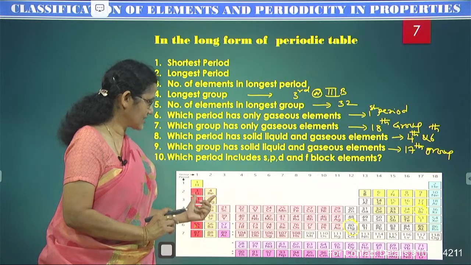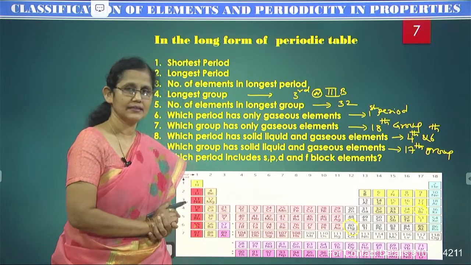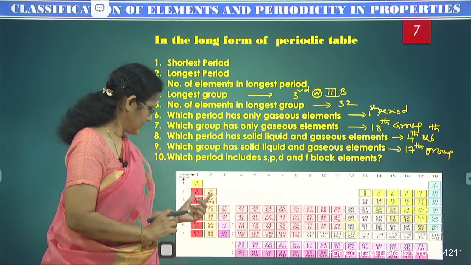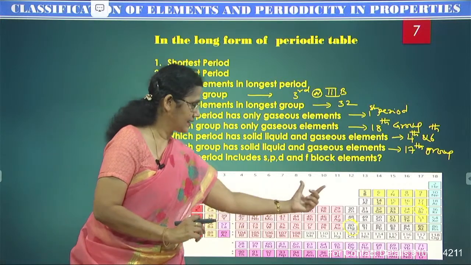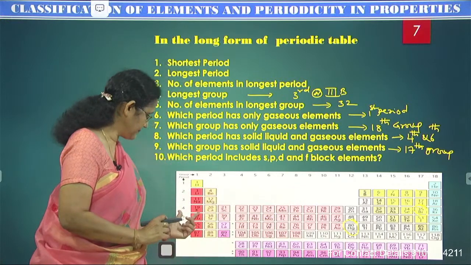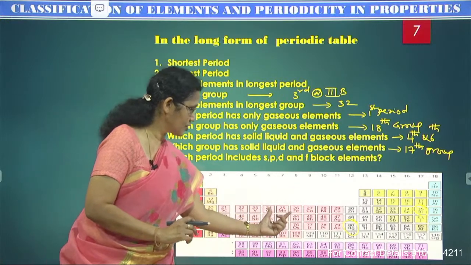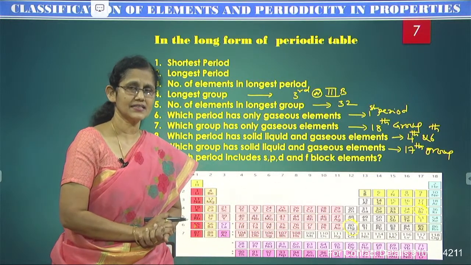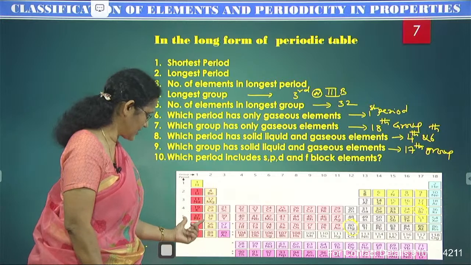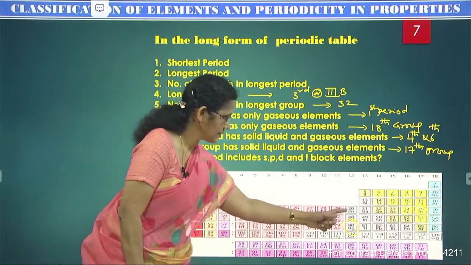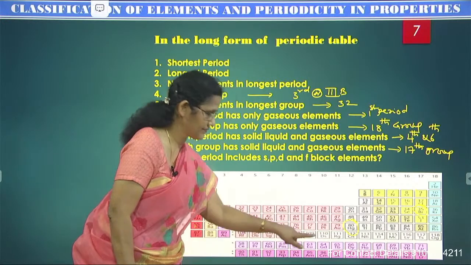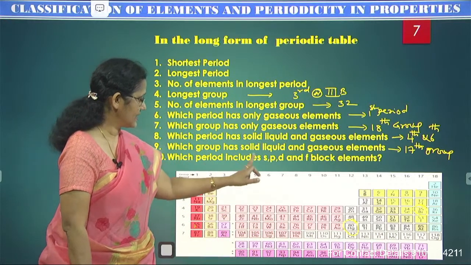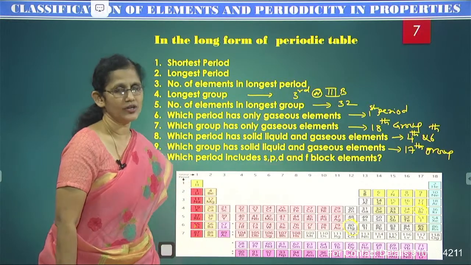Second period has S block elements and P block elements, third period has S block and P block elements, fourth period has S, D and P block, fifth period has S block elements, D block elements, and P block elements. When I take sixth period, it has S block, D block, P block elements along with F block. So sixth period has S, P, D and F block elements.